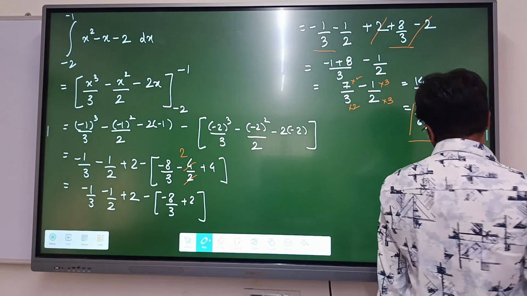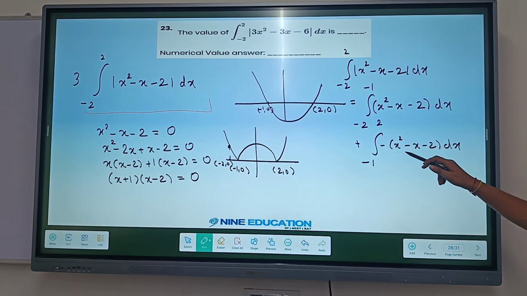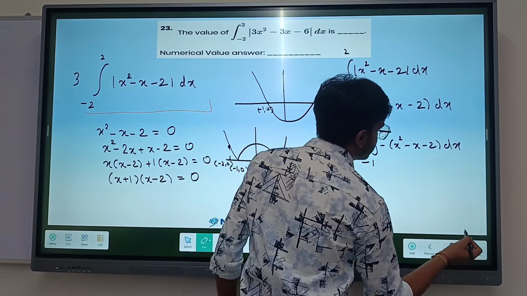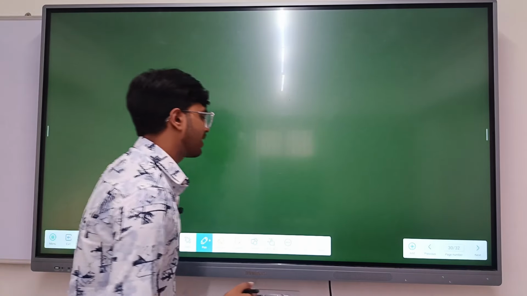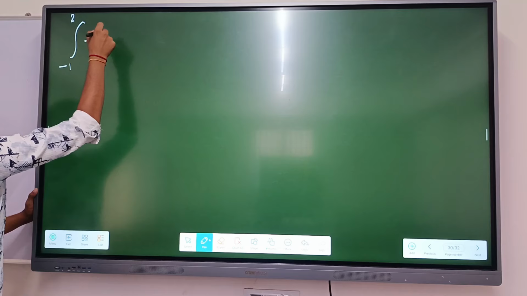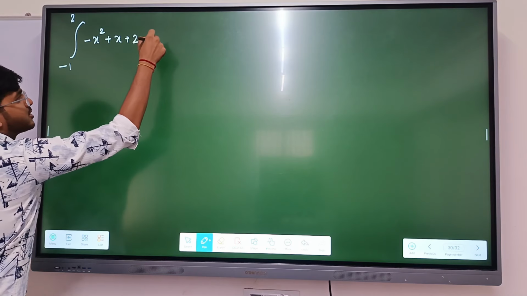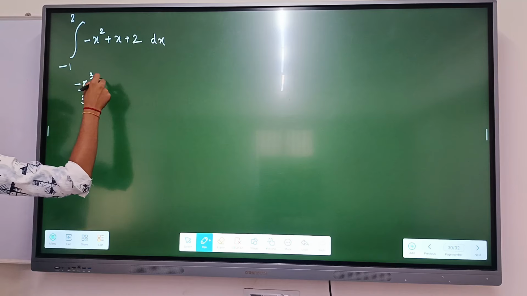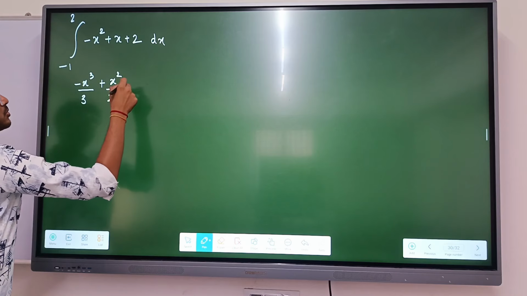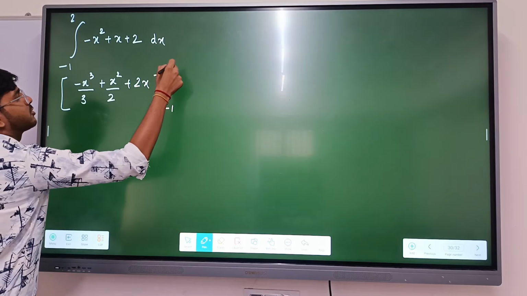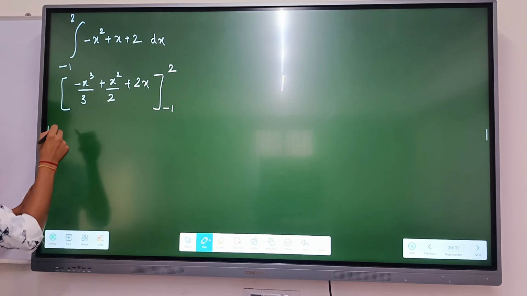What is the second integral? From minus 1 to 2 with negative. So I can multiply this minus inside. So the second integral is from minus 1 to 2 with a negative, so minus x square plus x plus 2 dx. So integration: minus x cube by 3 plus x square by 2 plus 2x, from minus 1 to 2. Let's substitute the value.